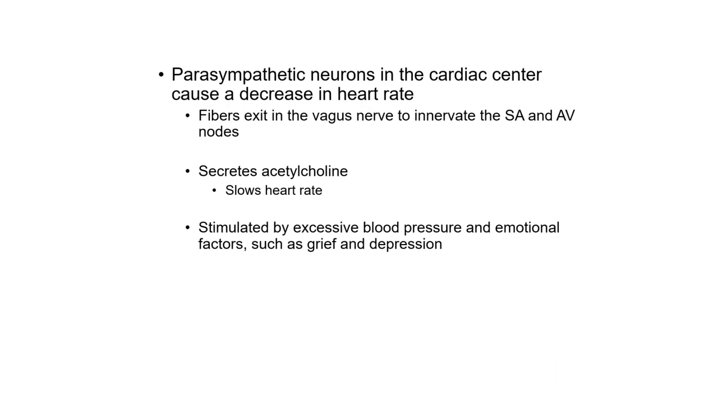You also have parasympathetic neurons in the cardiac center that would cause a decrease in your heart rate. These fibers exit in the vagus nerve and innervate the SA and AV nodes. And here is a secretion of acetylcholine, which would slow the heart rate. This is stimulated by excessive blood pressure and emotional factors, some of which could be something like grief or depression.